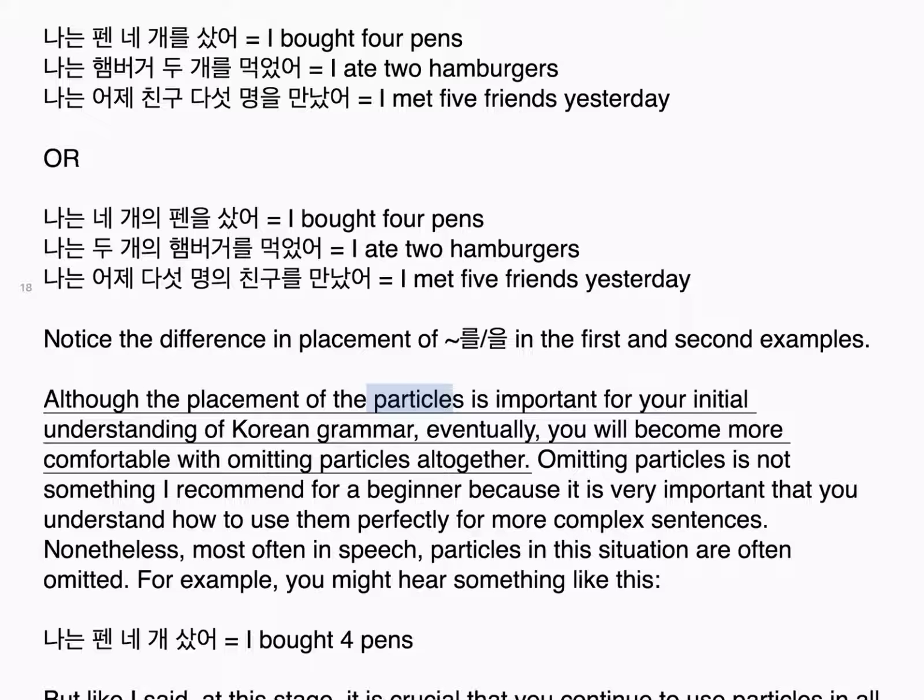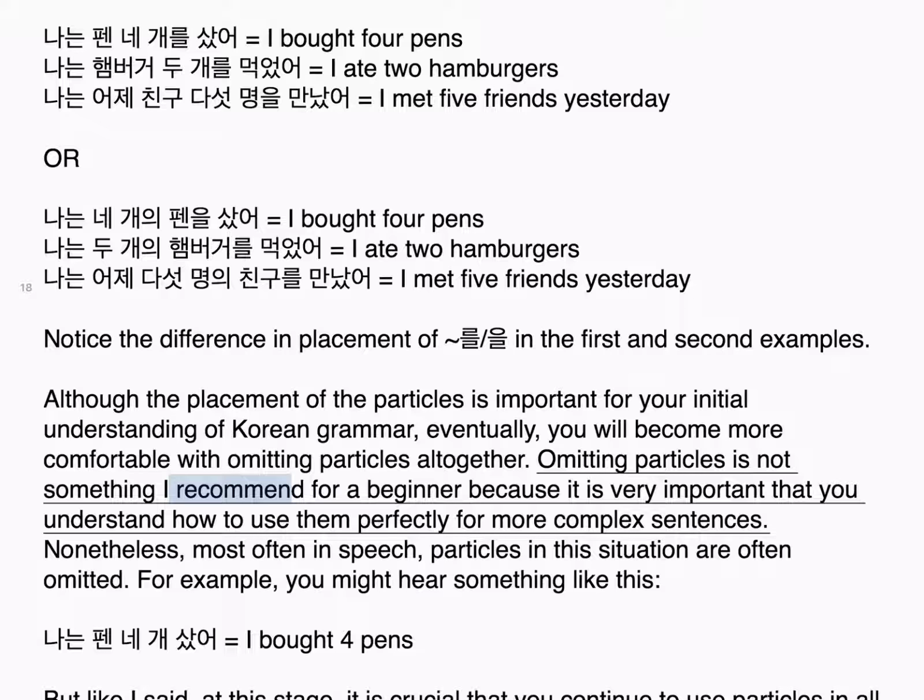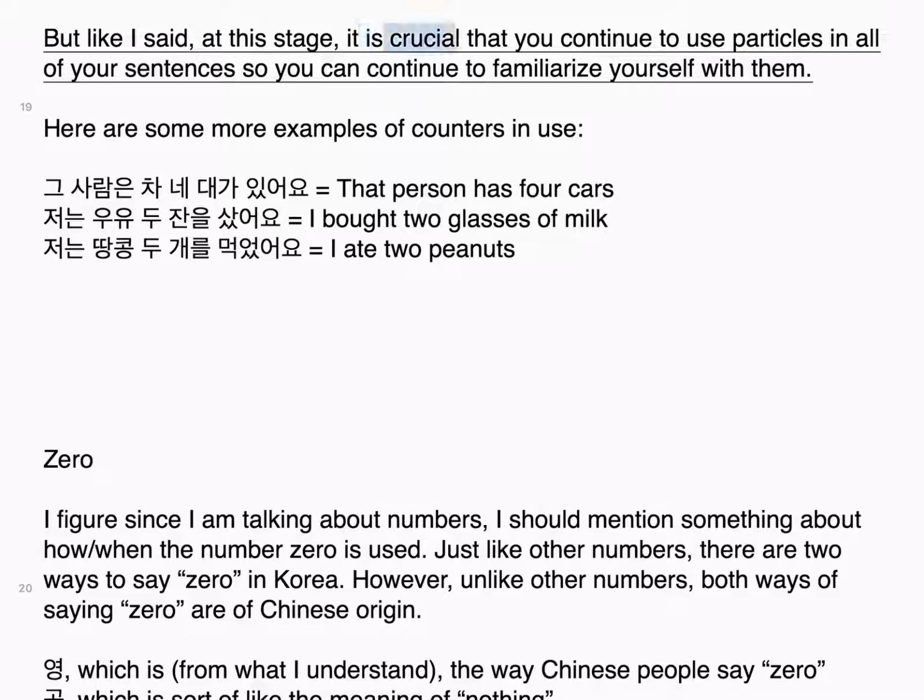Although the placement of the particles is important for your initial understanding of Korean grammar, eventually, you will become more comfortable with omitting particles altogether. Omitting particles is not something I recommend for a beginner because it is very important that you understand how to use them perfectly for more complex sentences. Nonetheless, most often in speech, particles in this situation are often omitted. For example, you might hear something like this. 나는 펜 4개 샀어. I bought 4 pens. But like I said, at this stage, it is crucial that you continue to use particles in all of your sentences so you can continue to familiarize yourself with them.